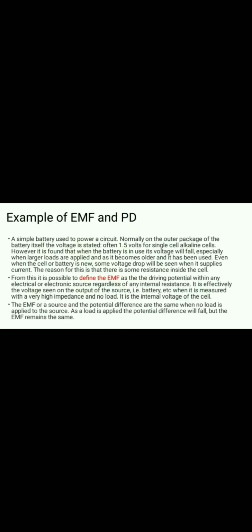Example of EMF and potential difference: a simple battery used to power a circuit. Normally on the outer package of the battery itself the voltage is stated, often 1.5 volts for a single alkaline cell. However, it is found that when the battery is in use, its voltage will fall, especially when larger loads are applied and as it becomes older and has been used. Even when the cell or battery is new, some voltage drop will be seen when it supplies current. The reason for this is that there is some resistance inside the cell.